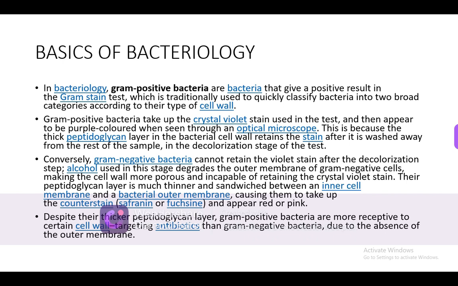For example, gonococci are gram-negative. The meningococcus is gram-negative, which we will discuss. And many gram-negative bacilli are present: Escherichia coli, Pseudomonas, Proteus, Salmonellas. They are not good targets for these penicillin groups of drugs.